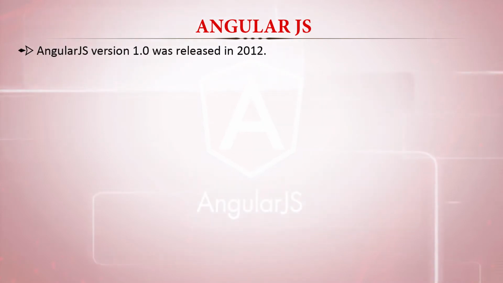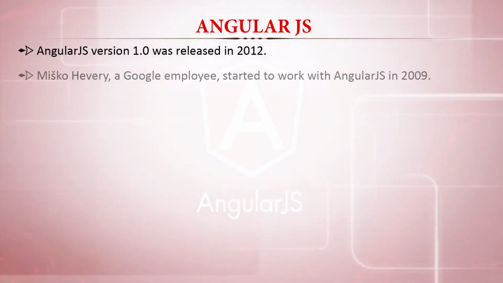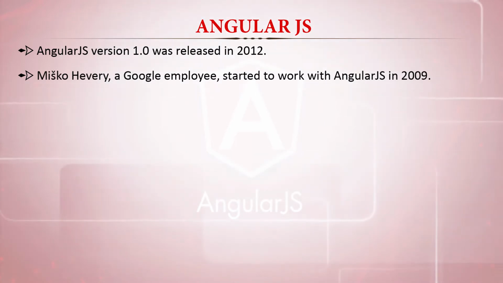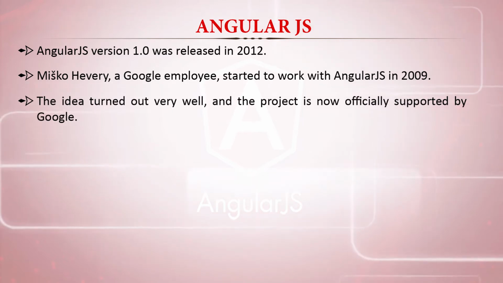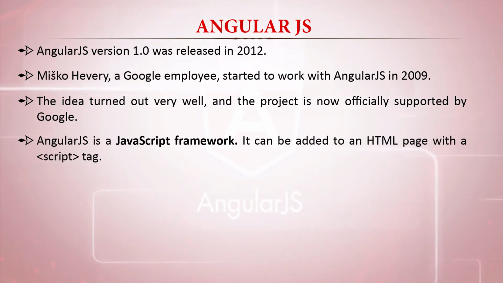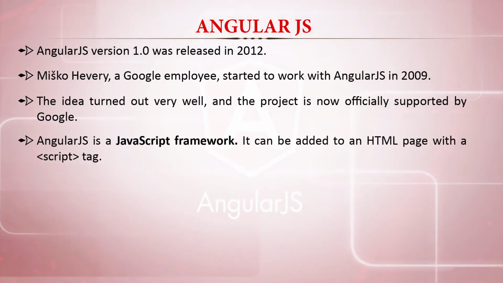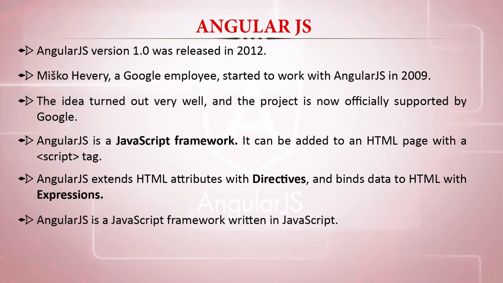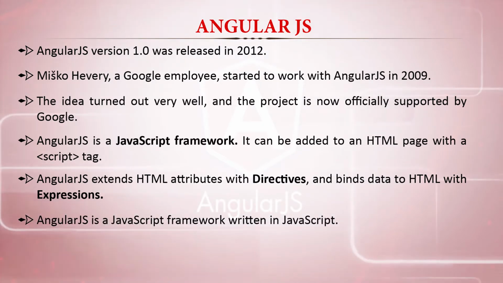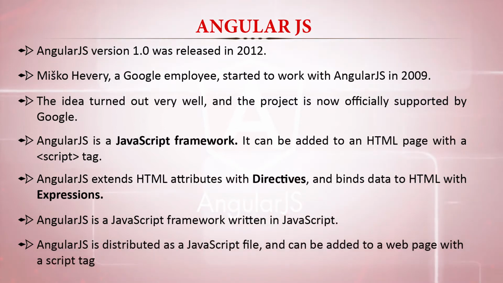AngularJS version 1.0 was released in 2012. Misko Hevery, a Google employee, started to work with AngularJS in 2009. The idea turned out very well and the project is now officially supported by Google. AngularJS is a JavaScript framework. It can be added to an HTML page with a script tag. AngularJS extends HTML attributes with directives and binds data to HTML with expressions. AngularJS is a JavaScript framework written in JavaScript, and is distributed as a JavaScript file and can be added to a web page with a script tag.